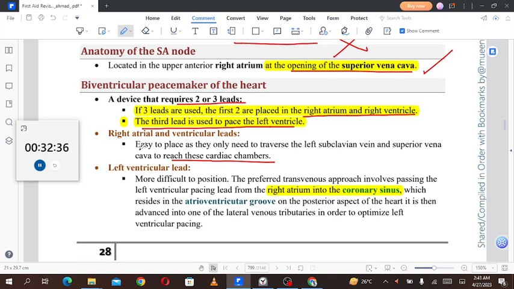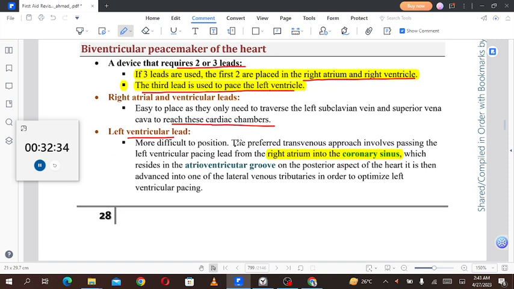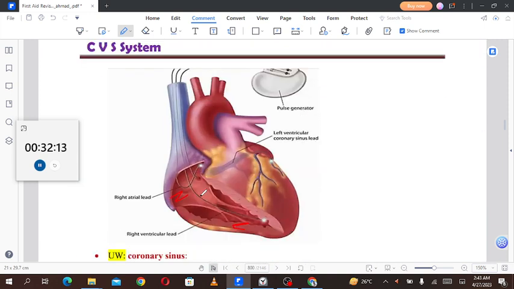Okay, so the left ventricular lead is more difficult to position. The preferred transvenous approach involves passing the left ventricular pacing lead from the right atrium into the coronary sinus, which resides in the atrioventricular groove on the posterior aspect of the heart, and is then advanced into one of the lateral venous tributaries in order to optimize the left ventricular pacing. So this is the preferred route.